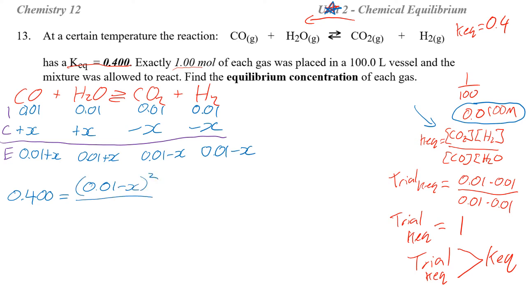squared, because there's 2 of them, right? It's going to be 0.01 minus x times 0.01 minus x. So I could just write 0.01 minus x. Since there's 2 of them, I'm just going to write it squared. Since there's 2 of these on the reactant side, I'm just going to write 0.01 plus x squared as well.